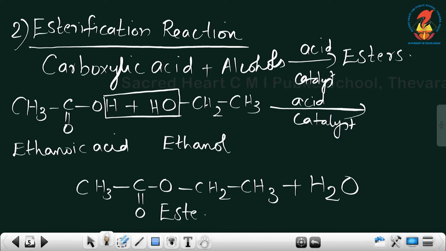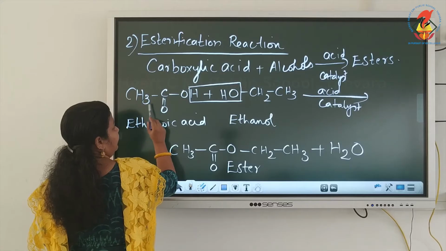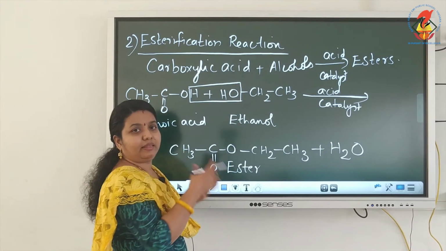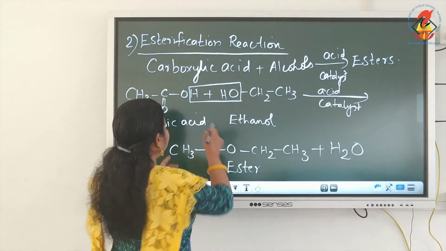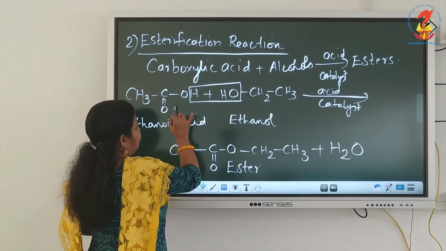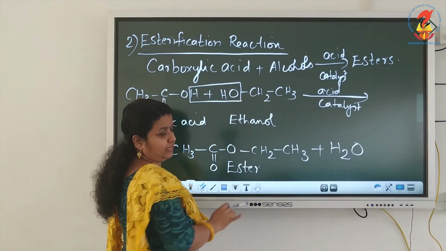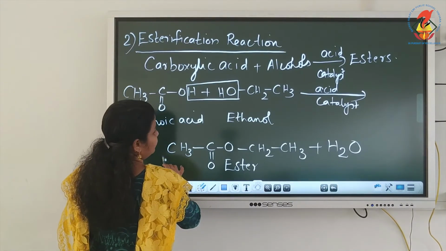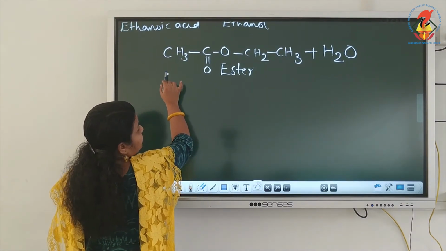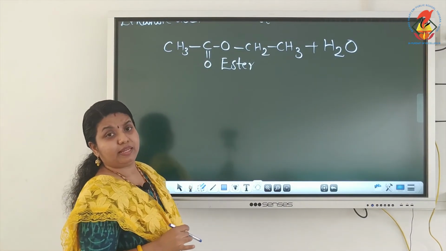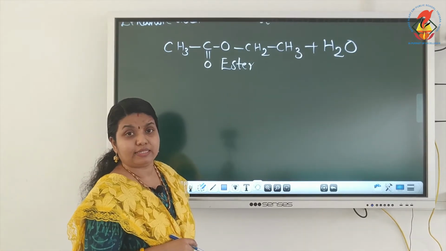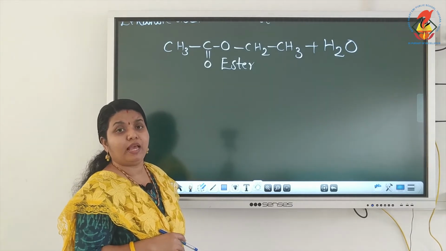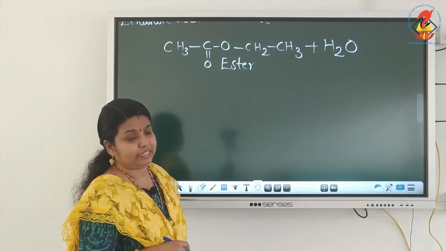This is the ester. So, please understand, the H of the carboxylic acid group and the OH of the alcohol combine and are removed as a molecule of water. Now, the remaining portion we write as CH3COOCH2CH3. This is the ester. So, what is this reaction called? Reaction between ethanoic acid and ethanol in presence of acid catalyst is known as esterification reaction. The ester formed can be used for making perfumes and also as a flavoring agent.